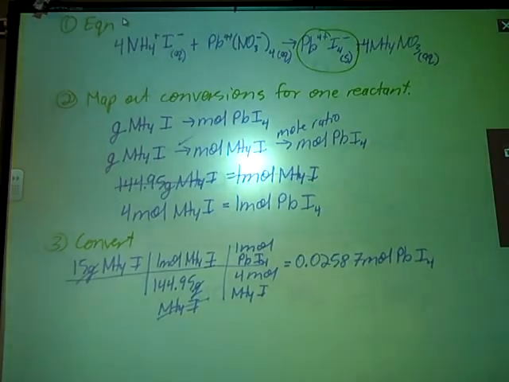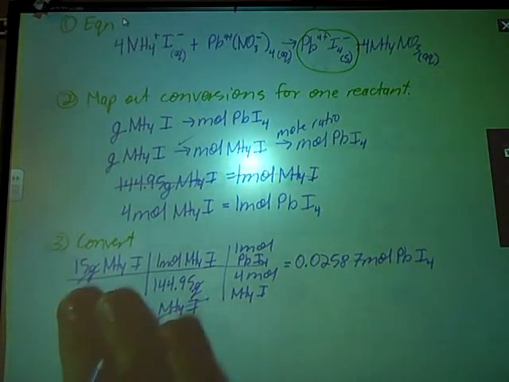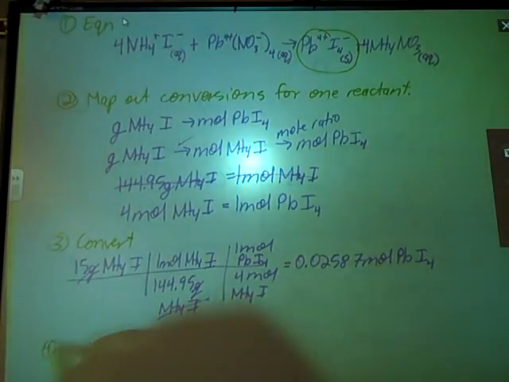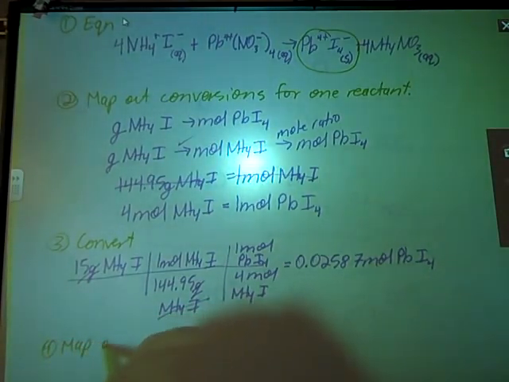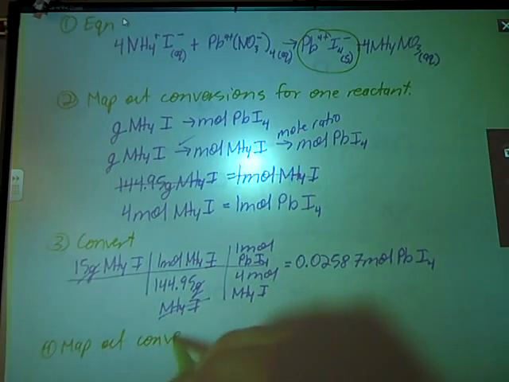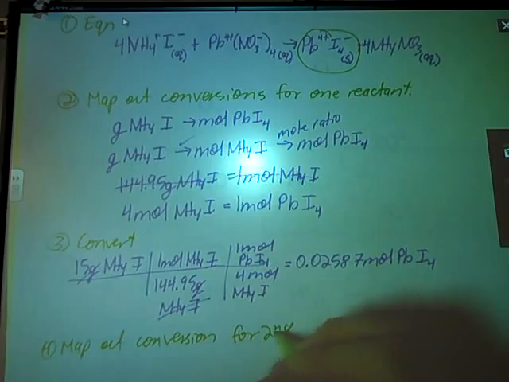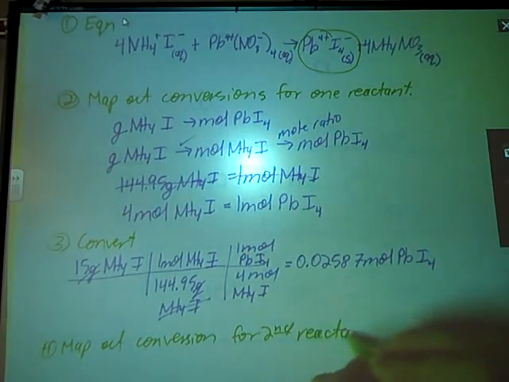Now that's how much I would produce if I had 15 grams of ammonium iodide and way too much of my lead nitrate. But that's not the case. I also had a limit on my lead nitrate. So that means I have to map out my conversions for my second reactant. We got to do it again.